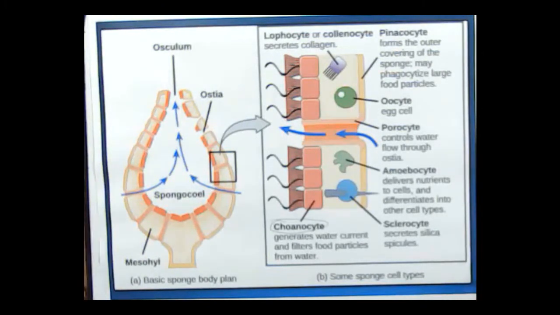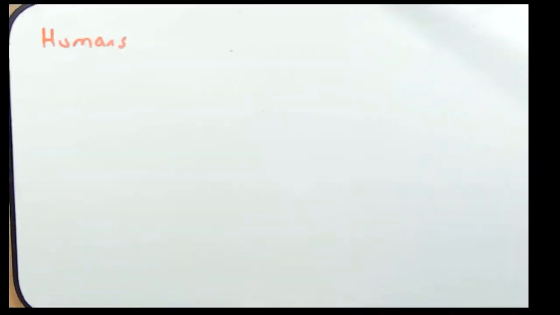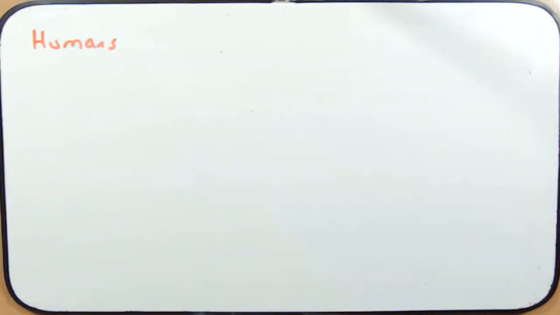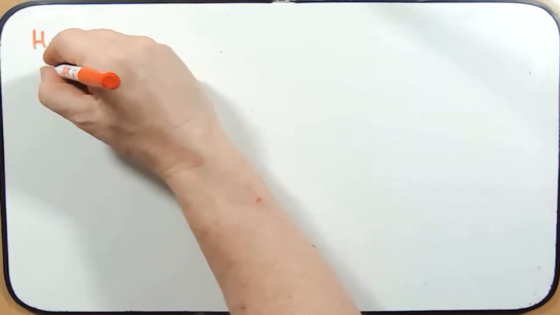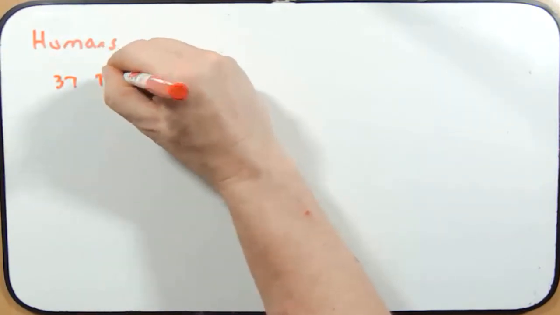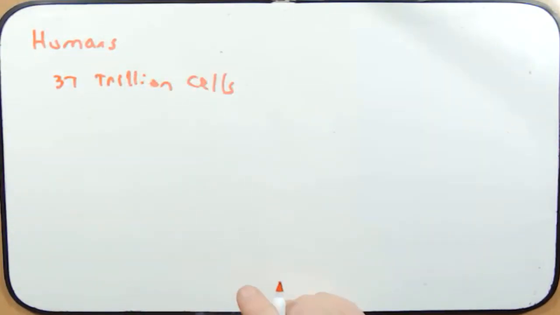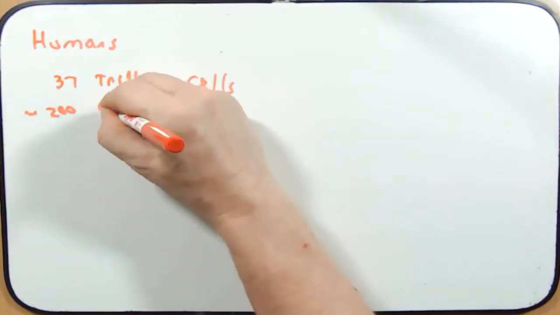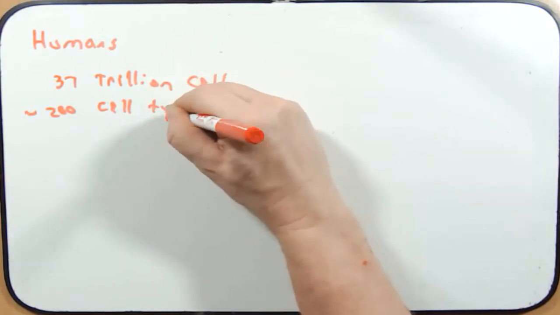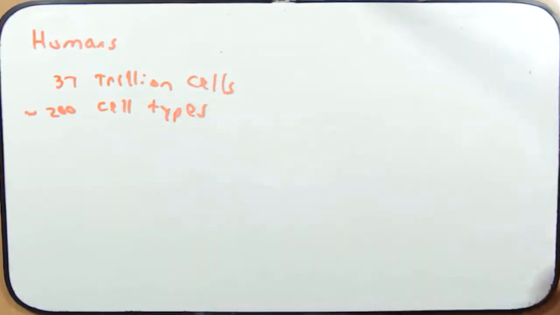So now let's compare this to a more derived animal. And let's look at humans. What I'm going to say for the humans can be said about many of the different animals that came after the sponges. But in humans, we have approximately 37 trillion cells. That's a lot of cells. But we only have approximately 200 cell types. So we have approximately 10 times more cell types than a sponge. At first thought, it doesn't seem like that's a whole lot more than a sponge.